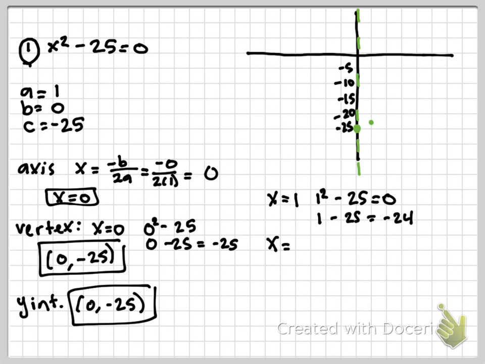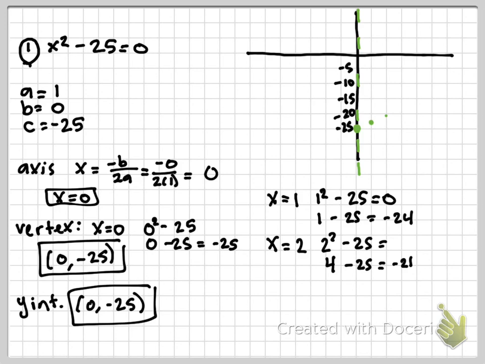If x is 2, 2 squared minus 25 is 4 minus 25, which is negative 21. So that would be right around here, right? It's a pretty wide parabola. All right, the cool thing about the axis of symmetry is that it matches, right?